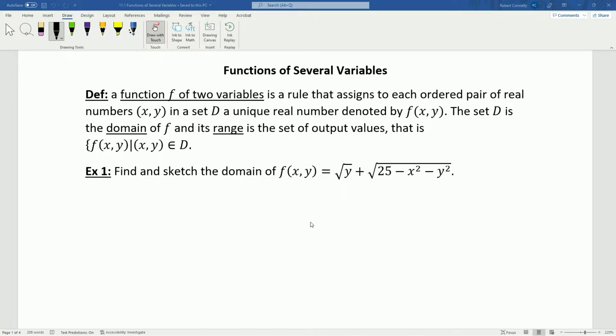So we're going to start with just talking about a function f of two variables, which is a rule that assigns to each ordered pair of real numbers (x, y) in a set D a unique real number denoted by f of (x, y). The set D is called the domain of f, and its range is the set of possible output values. That is, f of (x, y) such that (x, y) is in D.